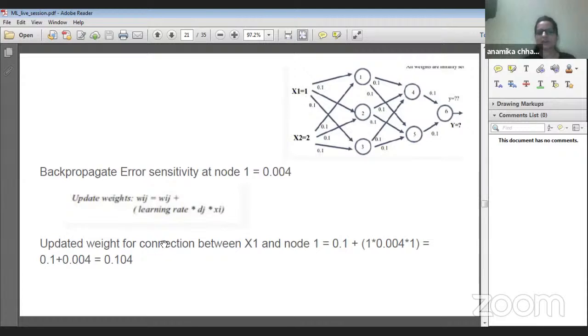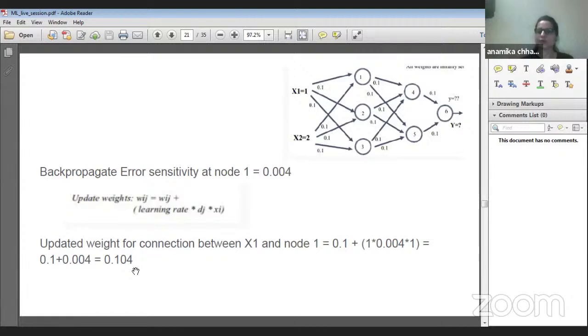Okay. So the updated weight for the connection between x1 and node 1 is equal to 0.1, which is the old weight, plus 1 into 0.004, that is dj, into 1. So that comes out to be 0.104. Earlier, in the previous iteration, the weight was 0.1, and now after 1 pass, the weight is updated to 0.104. So there's a small change.